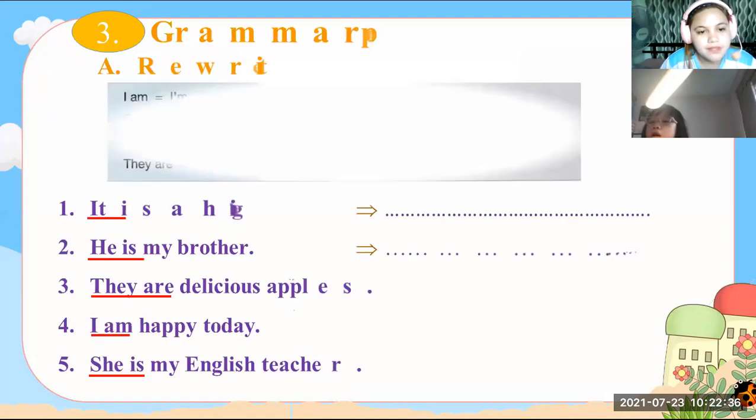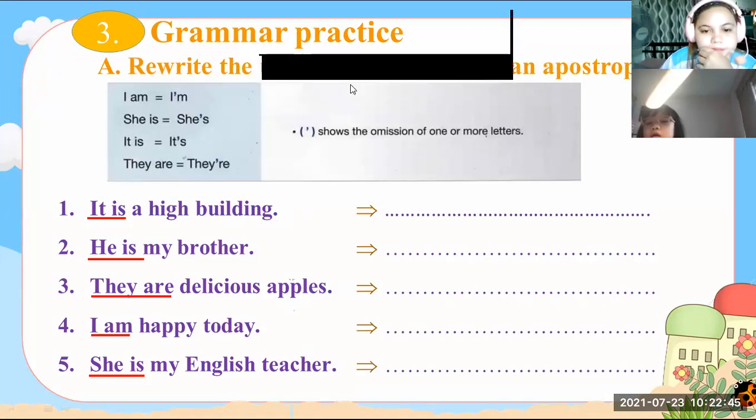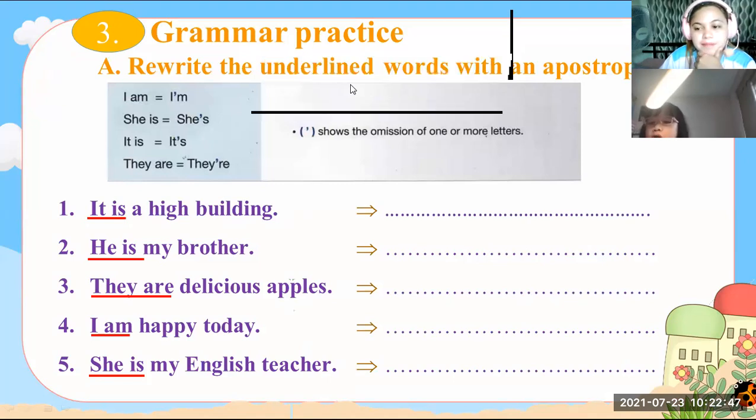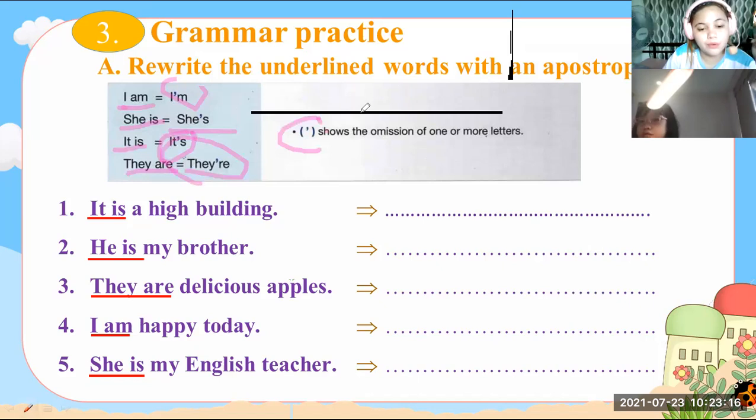Next one. So let's have grammar practice. Rewrite the... Okay, wait a minute. I cannot see it. Rewrite the underlined words with an apostrophe. Okay, so look at this one, Han. We have here an example. Okay, look. I plus am is I'm. She plus is she's. It plus is it's. They plus are is they're. Okay, so you just have to write this mark when you have to put the words together, okay?